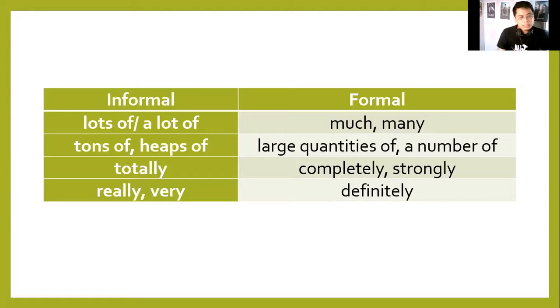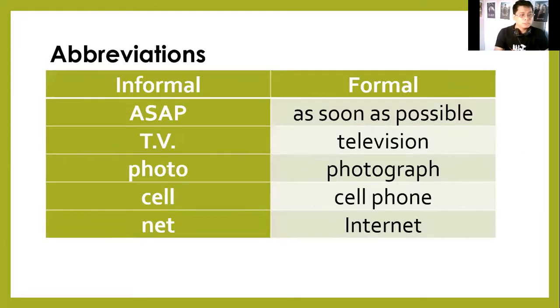So instead of using "lots of" or "a lot of," we use "much" and "many." Instead of using "tons of" or "heaps of," we use "large quantities," or "a number of," or "numbers of." Instead of "totally," we use "completely" or "strongly." And instead of "really" and "very," we use "definitely." So this is another set of informal and formal language.